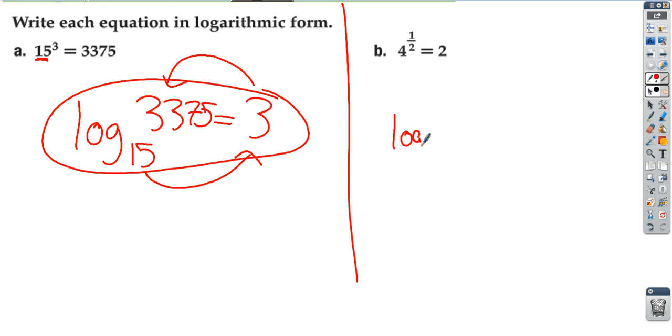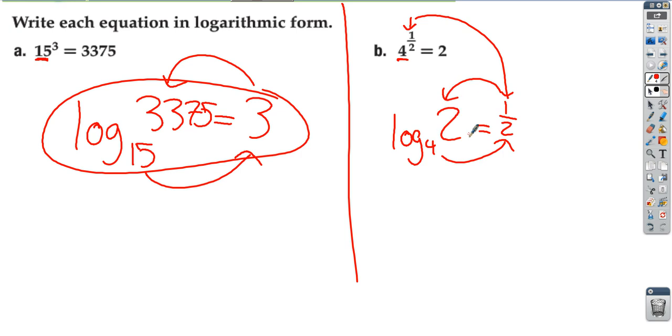Same thing right here. Right here we're taking the log base 4. We're raising 4 to the 1/2 power. That's this 1/2 that goes right here. And it's going to equal this answer. It's going to equal 2. So it kind of travels in a circle. Base raised to power equals answer. Log base 4 of 2 equals 1/2. And remember, raising to the 1/2 power is like taking the square root. So it says the square root of 4 equals 2.